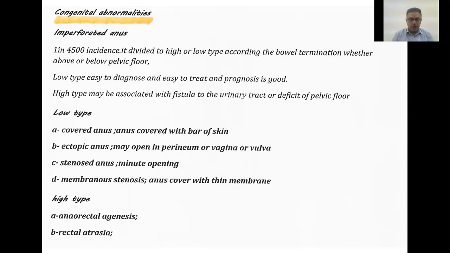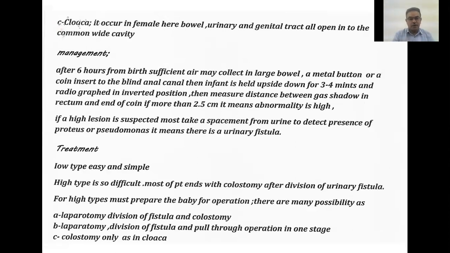Examples of low type abnormalities. First, covered anus, covered with a bar of skin. Second, ectopic anus, which may open in the perineum, vagina, or vulva. Third, stenosed anus, with a minute opening. And fourth, membranous stenosis, the anus covered with a thin membrane. All these low abnormalities can be treated easily, while the high type includes anorectal agenesis, rectal atresia, and cloaca.